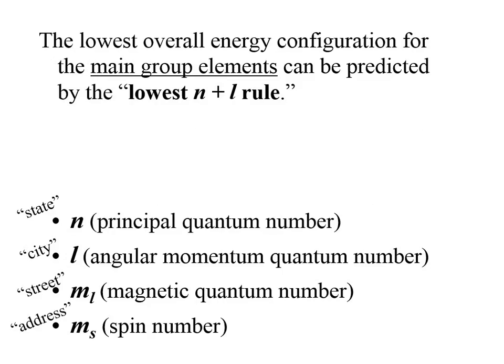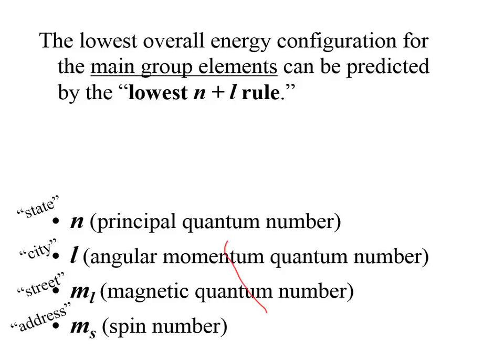Okay. So how you find the lowest possible energy level where electrons can hang out is actually applying what we call the lowest n plus l rule. You might be like, that sounds like alphabet soup. Well, we talked about n is the principal energy level, and we talked about l is the angular momentum number. So just to kind of remind you how this works.